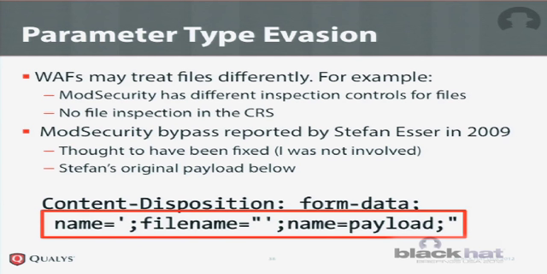And the final multipart evasion that I have is parameter type evasion. This exploits the fact that many web application firewalls actually treat files differently. In ModSecurity in particular, if you're uploading a file, there's no inspection done on the contents of the file, which is sort of tricky. I think if there's one thing that ModSecurity needs to do, it needs to start inspecting file contents, and it also needs to start inspecting the contents of request bodies that it doesn't recognize. Well, this would sort of improve its chances of finding attack payloads.